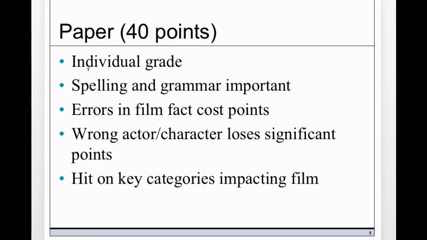Paper is worth 40 points. Each person gets an individual grade for that. You'll get spelling and grammar. That's very important. So if you spell a name wrong, I'll be considerate of that, because that can change with the source, and sometimes you don't quite get it right. I'm not going to take points off for that, but I will anytime you misuse a term. Error in fact, you have the wrong actor or character. Those will all lose you points. You hit on the key categories that are impacting the film.